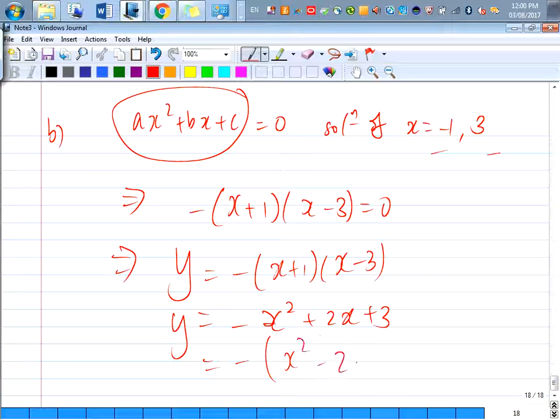Negative bracket x squared minus 2x minus 3. Then when you come to this step, you might as well expand it already.